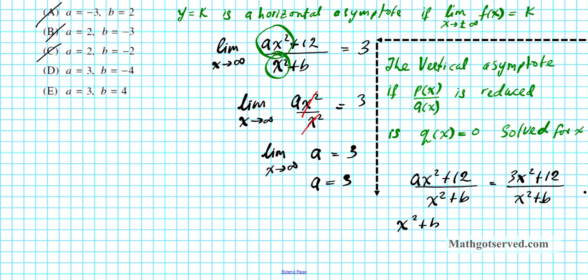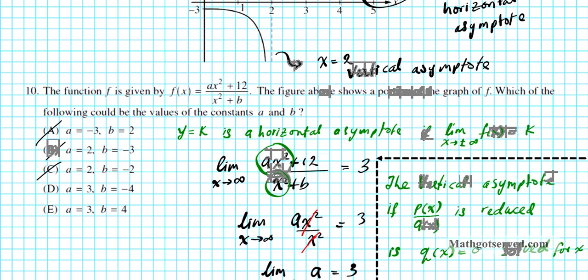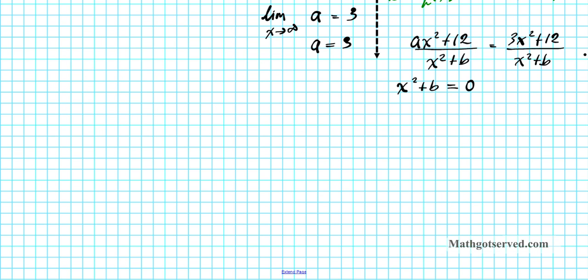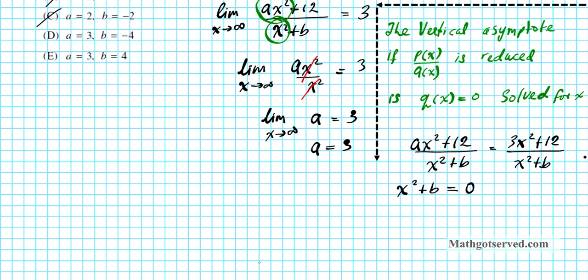x squared plus b has to be equal to 0. So we want to find the value of b here. The value of our vertical asymptote is x equals 2. So we're going to plug that in here and solve for b, and that will tell us the value of b. So x is 2, so 2 squared plus b is equal to 0, and that follows that b is equal to negative 4, and then our correct answer is option letter D. All right, so that's that.